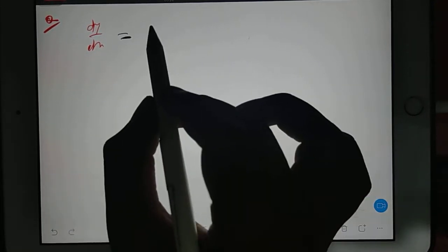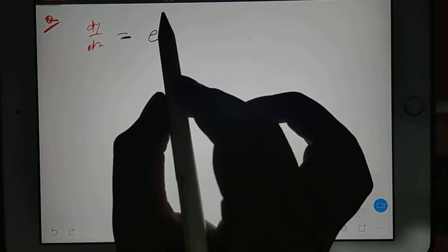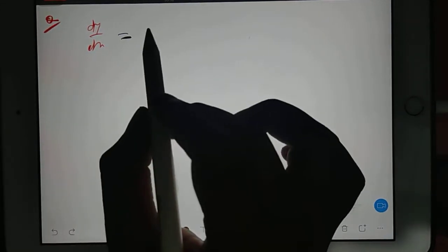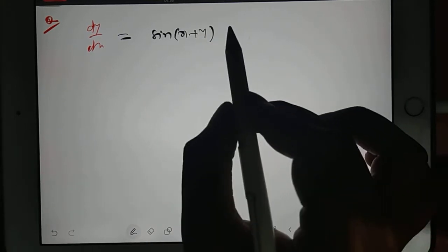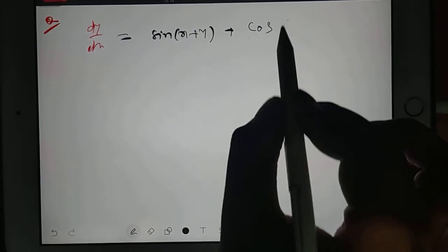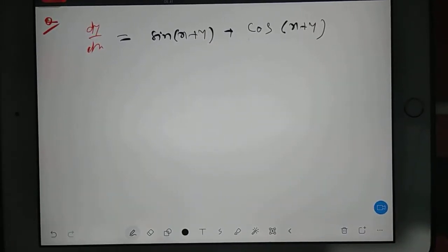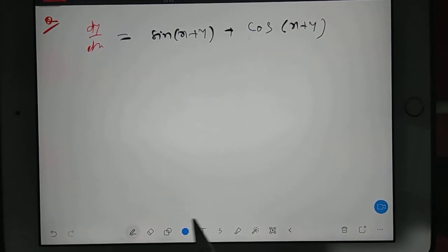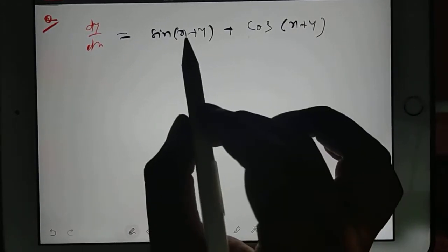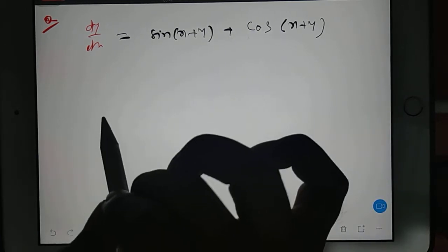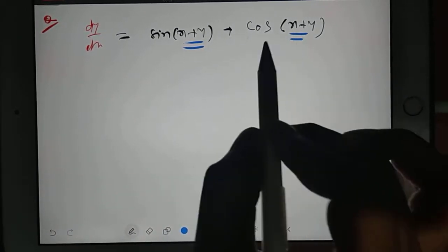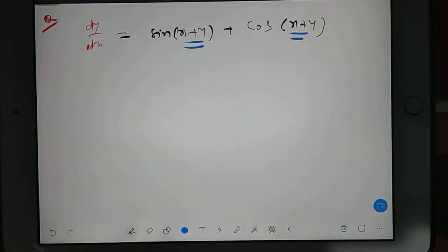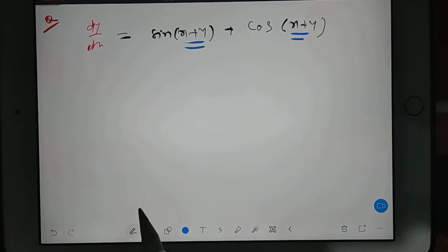Solve another question. dy by dx is equal to sin x plus y plus cos x plus y. Now how will you tackle this question? Because one thing is clear here, that separating the variables is not easy, because x and y are coming inside the angle. So this time it is difficult to separate the variables.